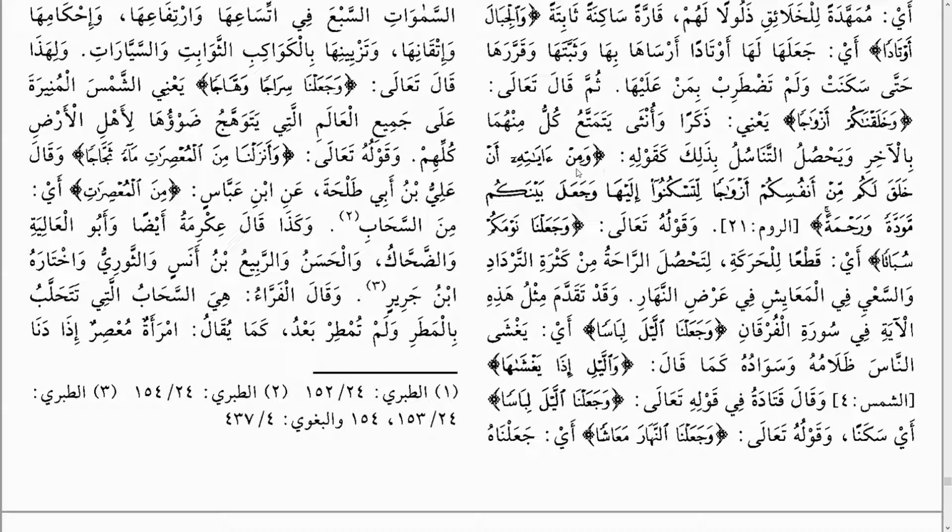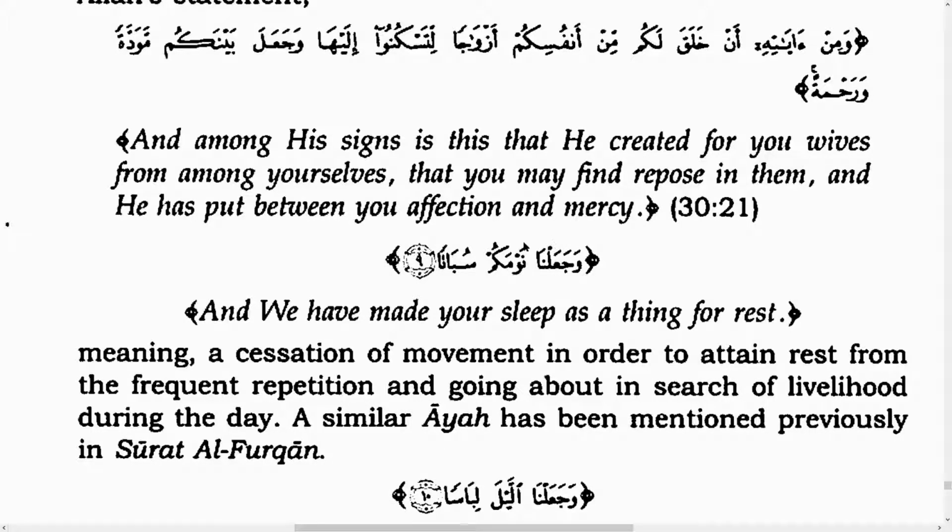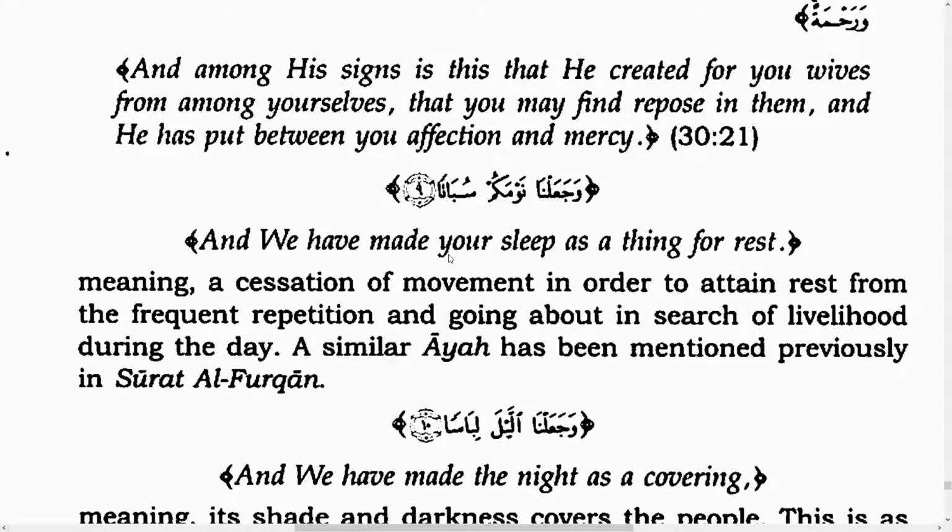like Allah says, وَمِنْ آيَاتِهِ أَنْ خَلَقَ لَكُمْ مِنْ أَنفُسِكُمْ أَزْوَاجًا, right? He has created spouses, لِتَسْكُنُوا إِلَيْهَا, so that you find peace, وَجَعَلَ بَيْنَكُمْ مَوَدَّةً وَرَحْمَةً, you find affection and mercy, right? Then Allah says, وَجَعَلْنَا نَوْمَكُمْ سُبَاتًا, and we have made your sleep a thing for rest.